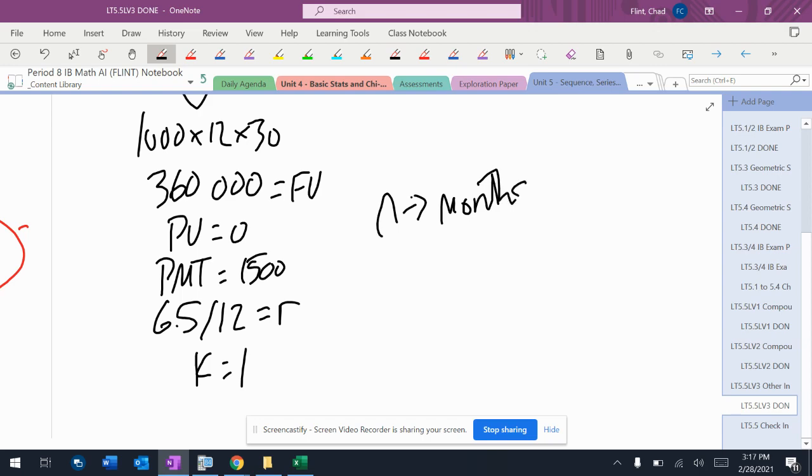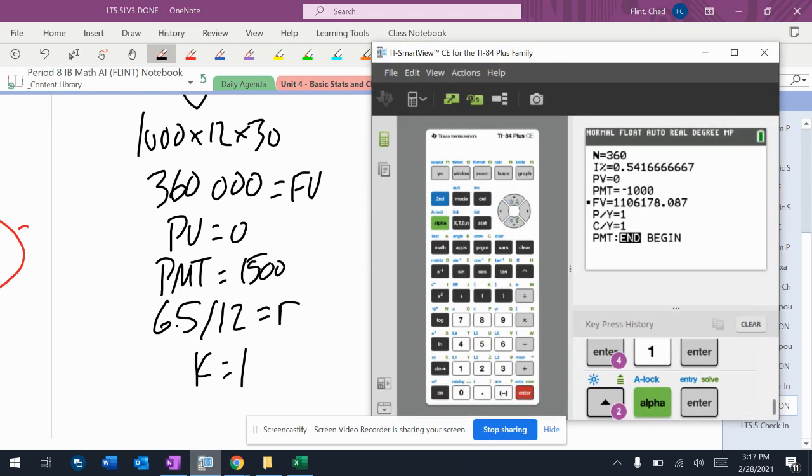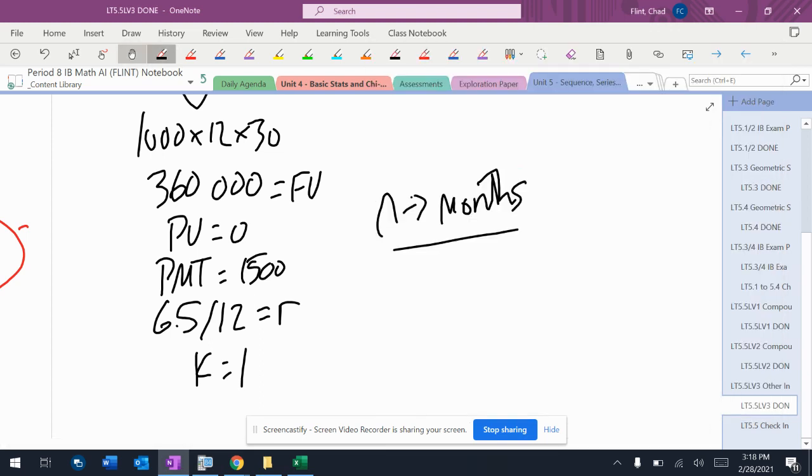This is a very complicated problem. All right, this is going to be in months. So my interest rate is going to stay the same. That's my interest rate. My present value is 0. My payment is changing to $1,500. My future value is $360,000. And those are both staying at 1. And then what it wants to know is how many months is this going to take. So I'm going to hit alpha enter on the number of months. It's going to be 154.18 months.